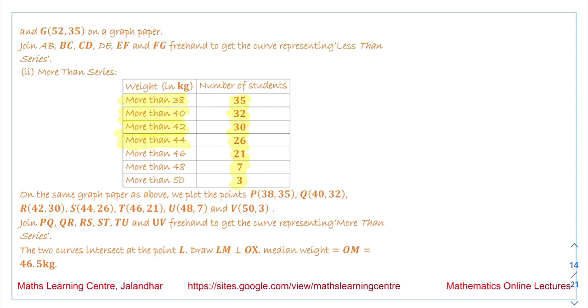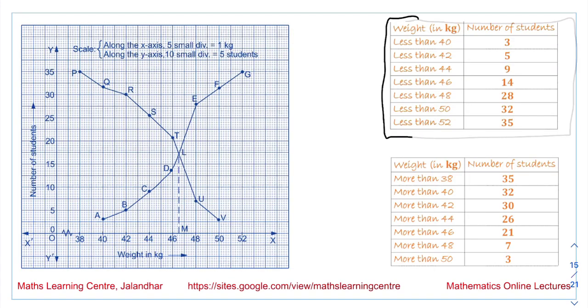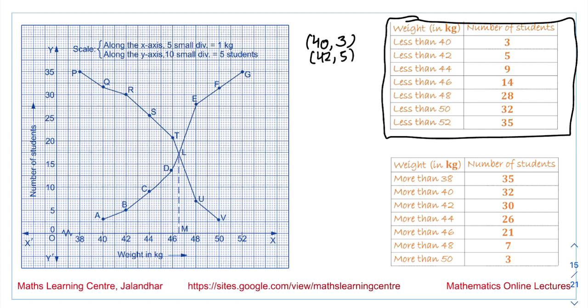Now we have these two tables. One corresponds to the less than type values. So the points that we have to mark on the Ogive are 40,3, 42,5 in this way. These are for the less than values. For greater than values, this is 38,35. The next value is 40,32. These are the points we have to mark. It is important to note that in the first case this value is 40 and this value is 52. In the second case, this value is 38 and this value is 50.